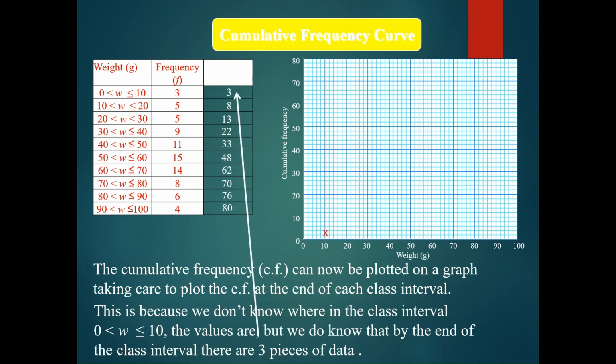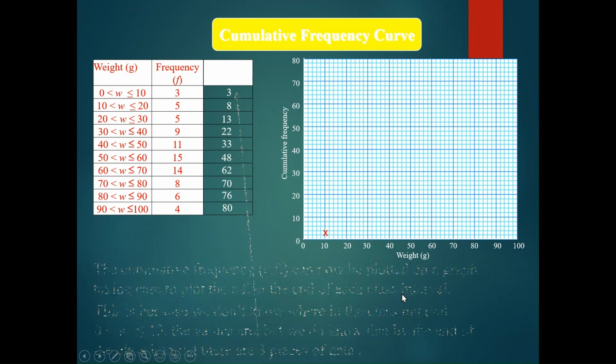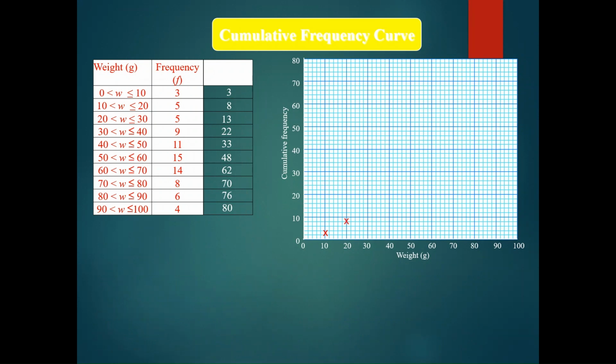As you can see, the first point has been completed. It has been shown here with a red cross. Similarly, the rest of the graph is completed with the information given in the table.